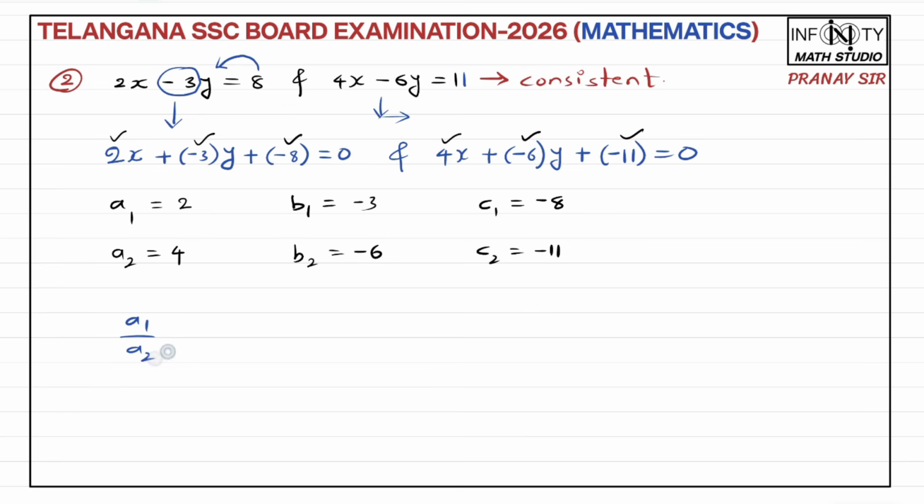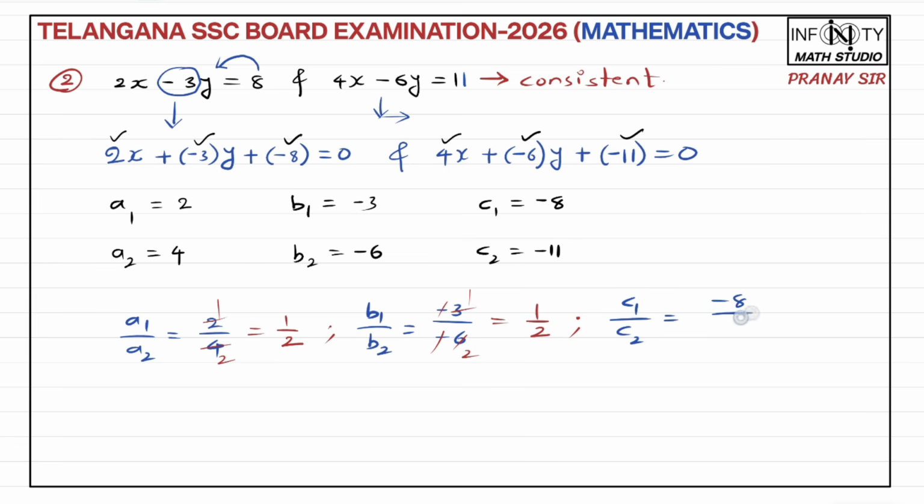a1 by a2 is equal to 2 by 4. Let's cancel: 2 ones are 2, 2 twos are 4. So the answer is 1 by 2. Next ratio, b1 by b2, is minus 3 by minus 6. Now here both minuses get cancelled. 3 ones are 3, 3 twos are 6. Answer is 1 by 2. Next, the final ratio, c1 by c2, is minus 8 by minus 11. Now here both minuses get cancelled and the remaining fraction is 8 by 11.